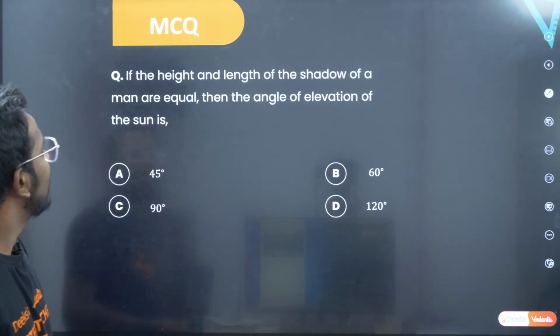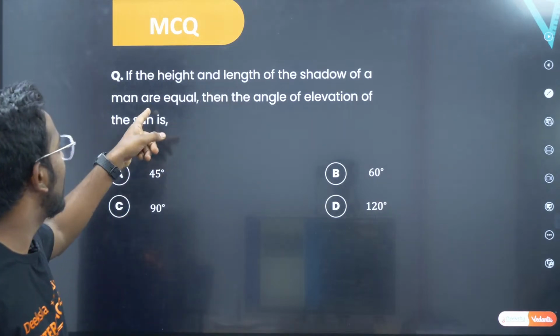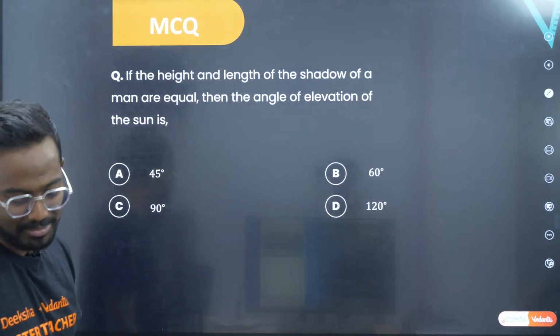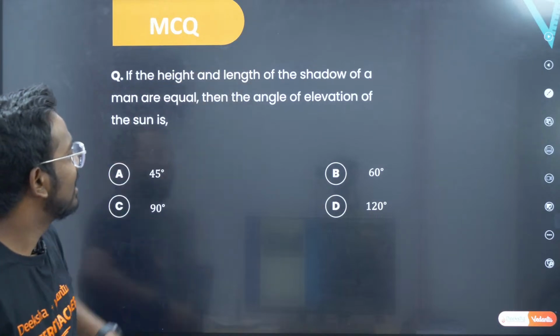So again, the height and the length of the shadow of the man are equal. Again, same type of question, height and the length of the shadow.